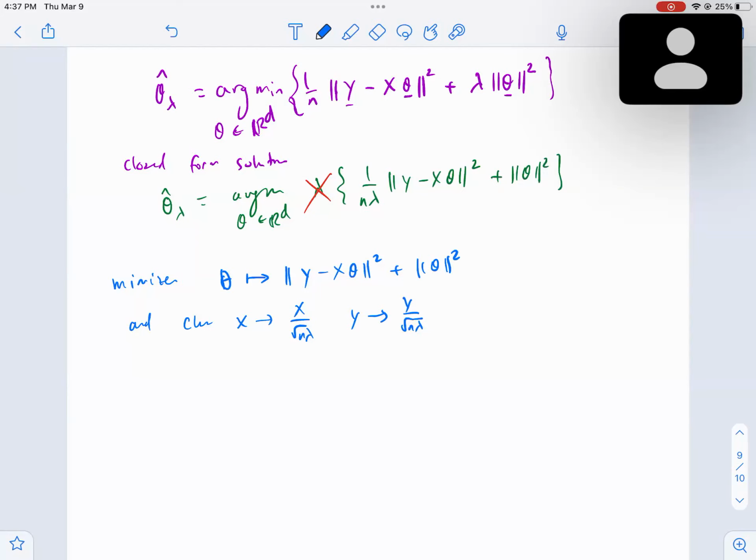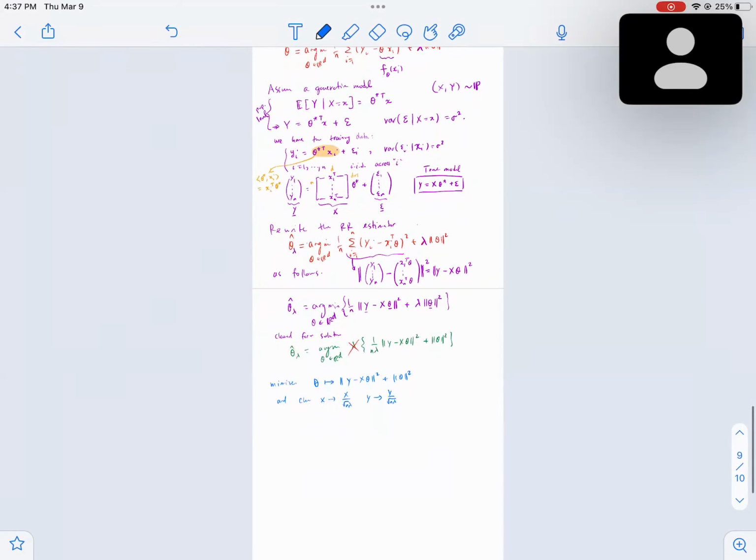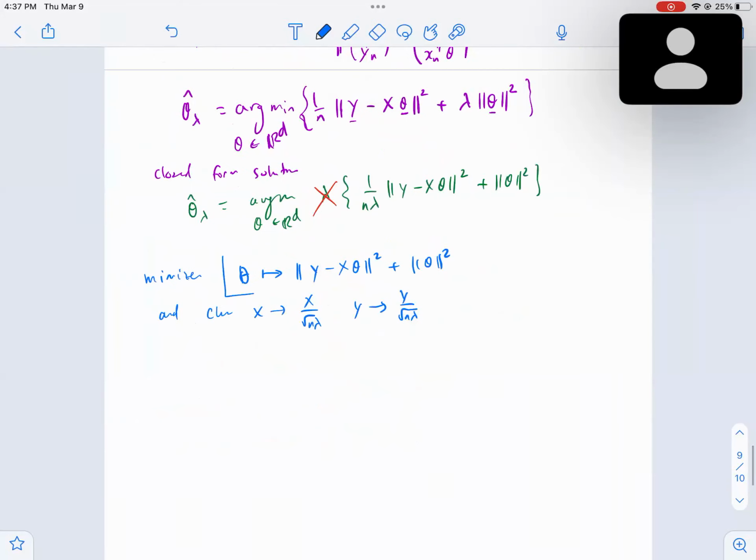This I'll let you figure out for yourself, but how do I solve this? It's a simple quadratic problem. This is a function that I want to minimize. You can just solve the original problem. I just want you to see this trick.